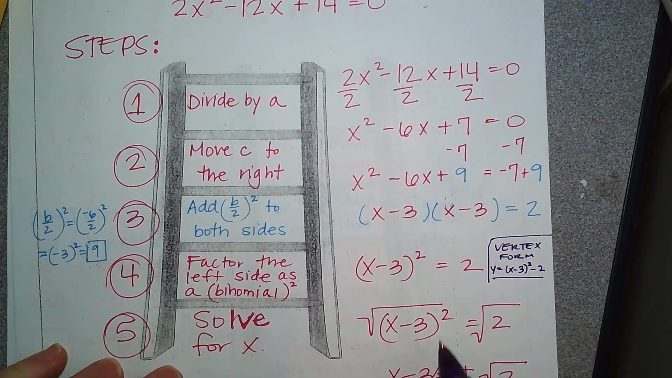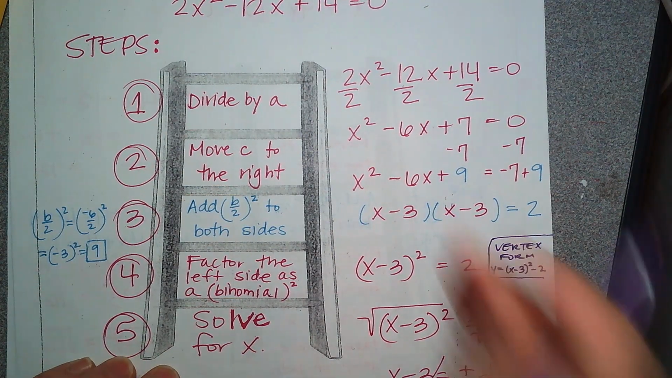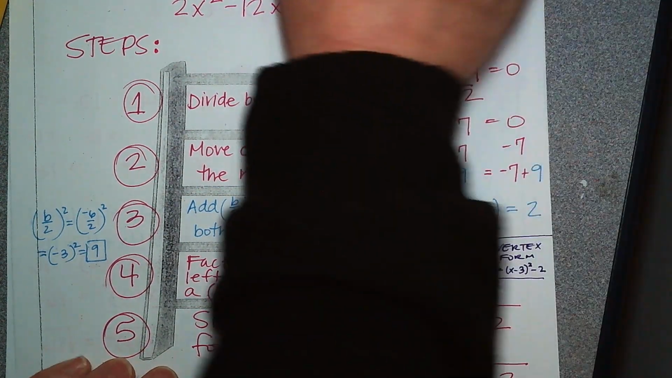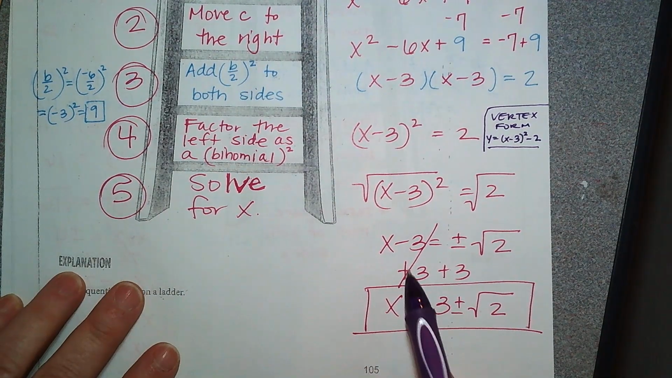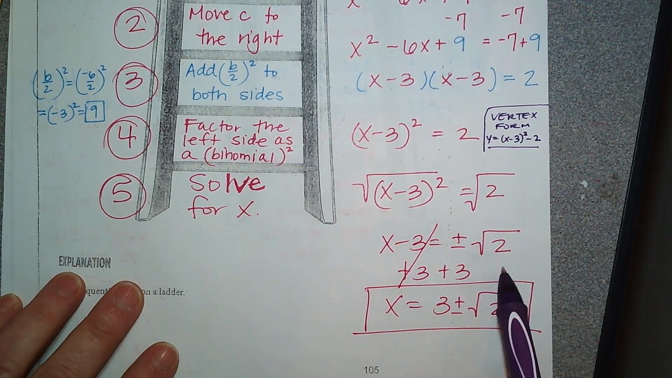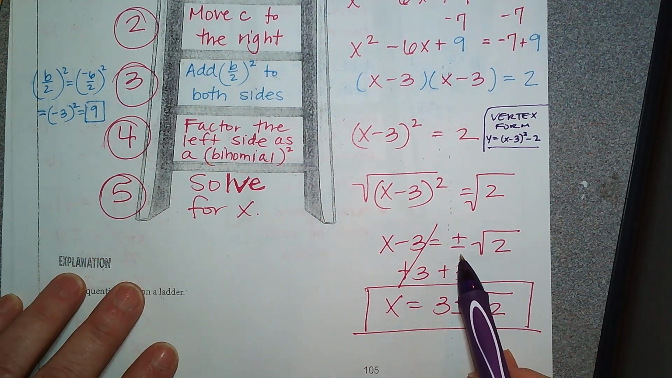So if you want to solve, you have to take the square root of both sides. What's the square root of x minus 3 squared? X minus 3. What's the square root of 2? We can't actually take the square root of 2, so we keep it under the radical and it becomes plus or minus the square root of 2.